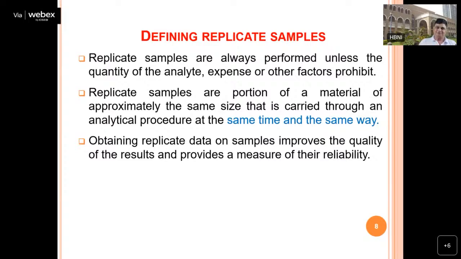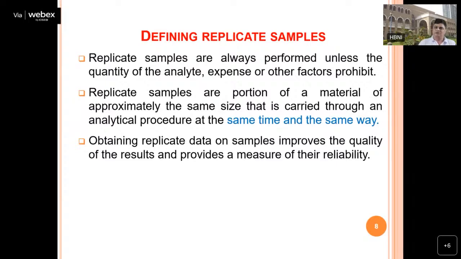What are replicate samples? Replicate samples are portions of a material of approximately the same size that are carried through an analytical procedure at the same time and in the same way. Obtaining replicate data on a sample improves the quality of the results and provides a measure of their reliability.